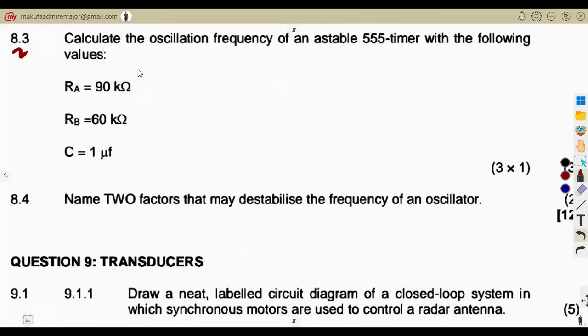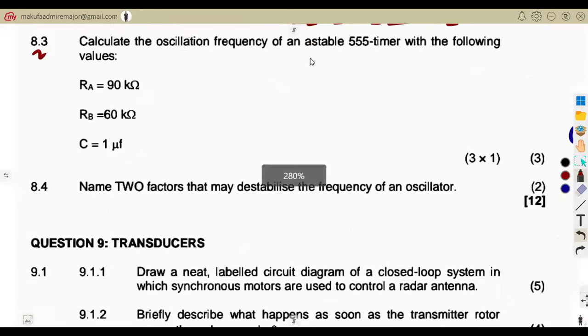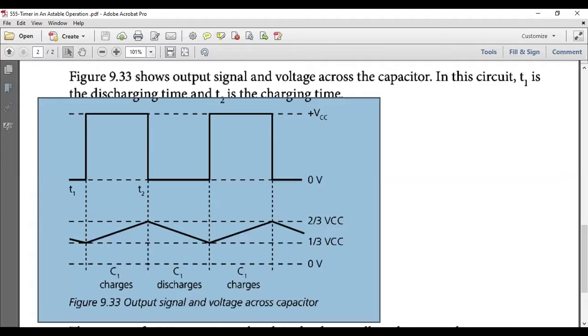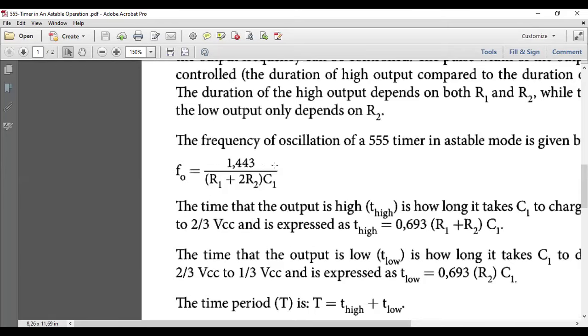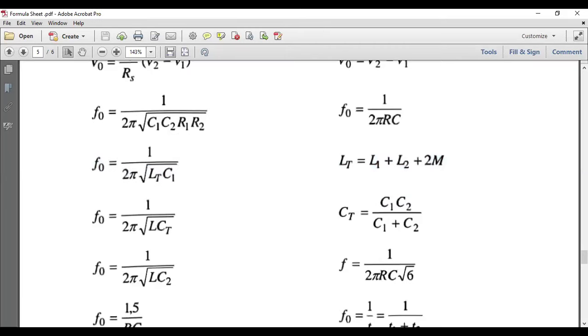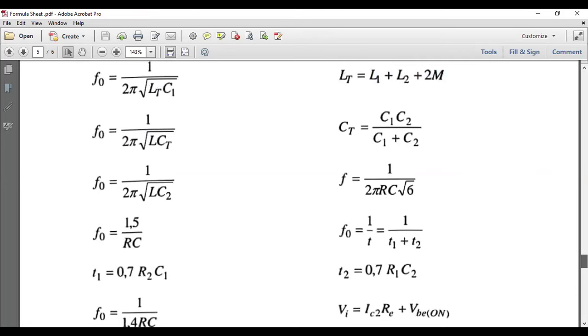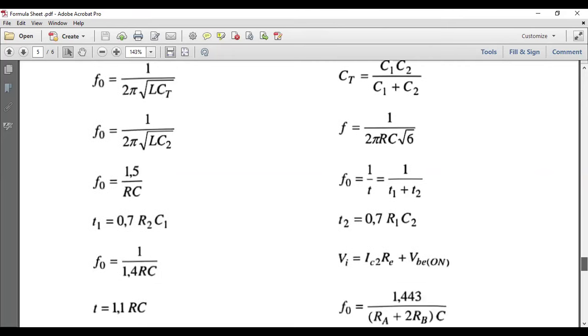And from there, they are saying calculate the oscillation frequency of an astable 555 timer, the one that we are just talking about, the one that you just drew, that you had previously. So they want you to calculate the oscillating frequency as you are given. Remember, it can be calculated from this formula. But according to your formula sheet, I need you to see so that you do understand, because they were given values of A and B, this and that. According to your formula sheet, we have a condition where we can actually calculate our oscillating frequency here.